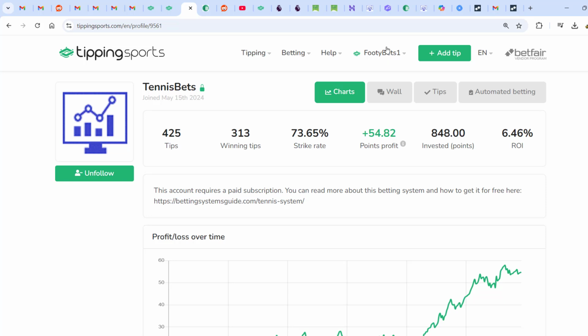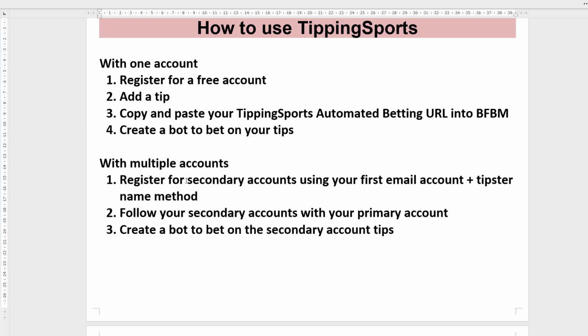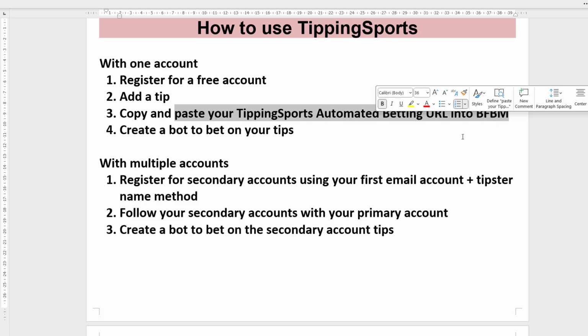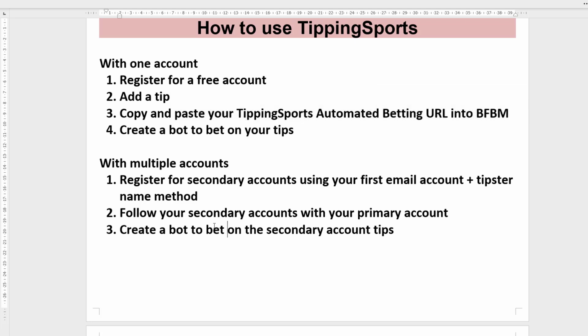It sends the tips from its own account and any other accounts I follow. So that's one difference with having one account and with having multiple accounts. With one account, you just copy and paste your TippingSports URL into BFBM. But for multiple accounts, you need to follow your secondary accounts with your primary account.